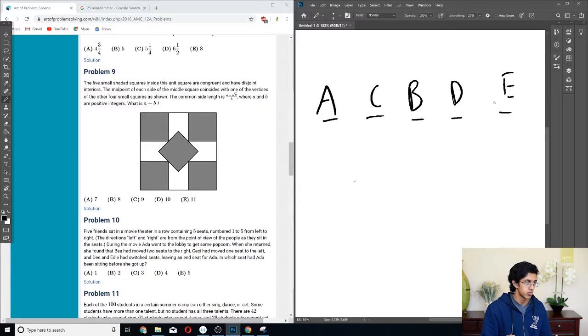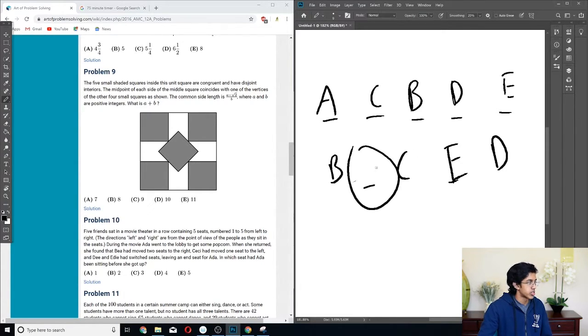So if we want to get the original configuration, we just undo everything. So B moves to the left. So B is over here, this guy moves to the right to that blank, to C, and then E and D. Alrighty, so it has to be this person, so second, B.